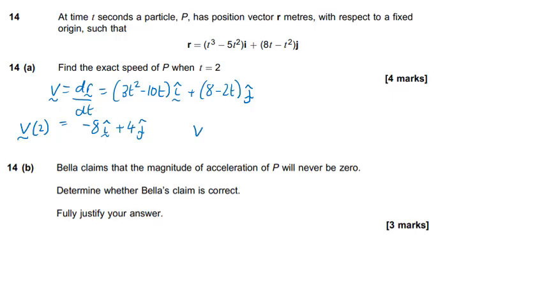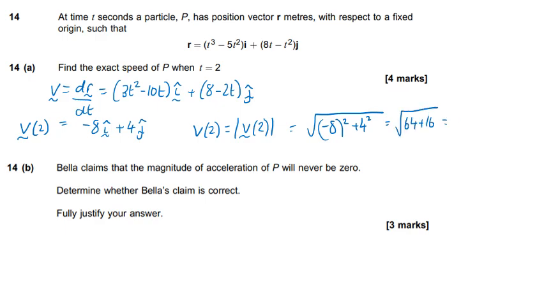The last bit is to find v, and that's just the magnitude of that function, which we find by Pythagoras. So it's minus 8 squared plus 4 squared. So square root of 64 plus 16, which is root 80. Okay, so that's the answer. If you want to, you put the units on as well, meters per second.